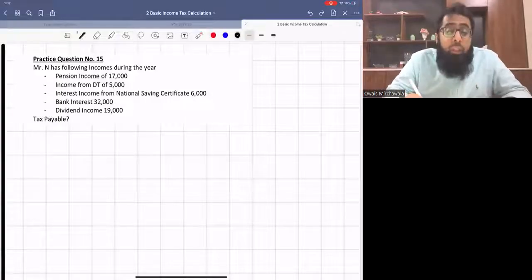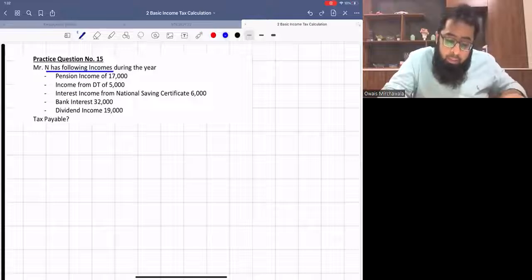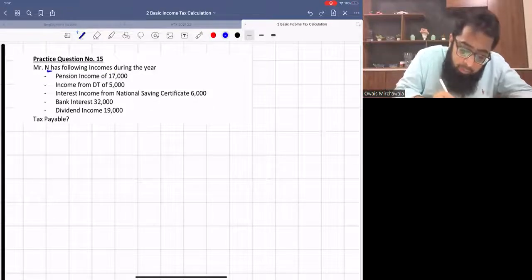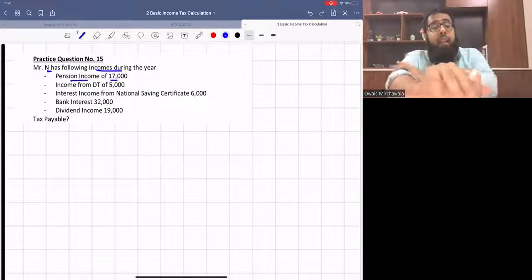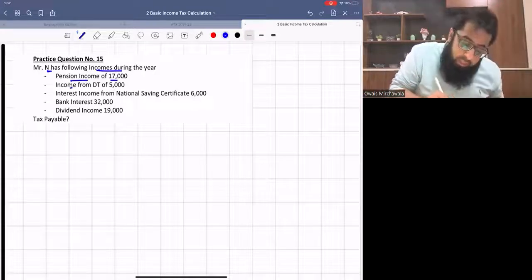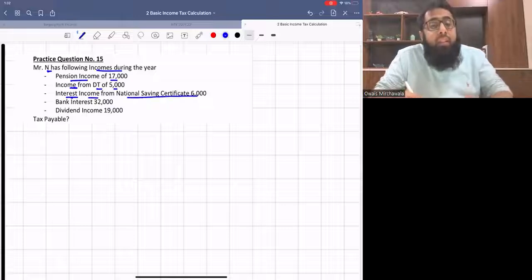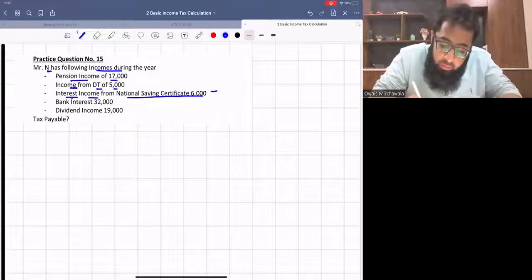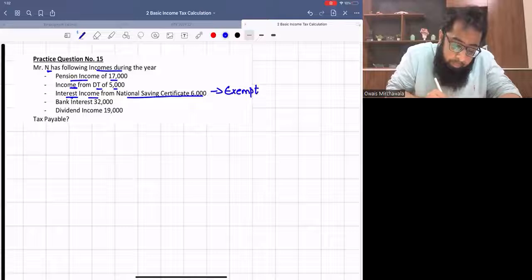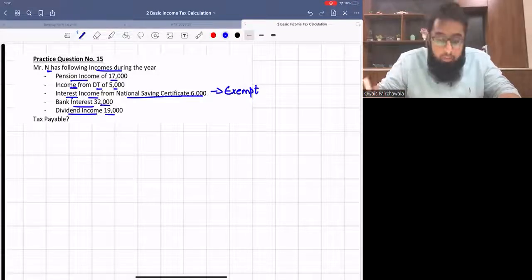Okay, so let's look at question number 15. Mr. N has the following incomes during the year. Pension income is 17,000. Income from discretionary trust is 5,000. Interest income from national savings certificate is 6,000. You know that it is an exempt source of income. Bank interest 32,000 and dividend income 19,000.